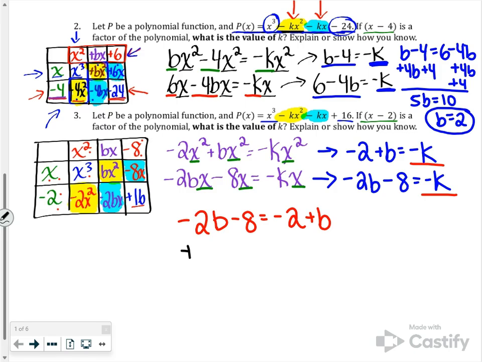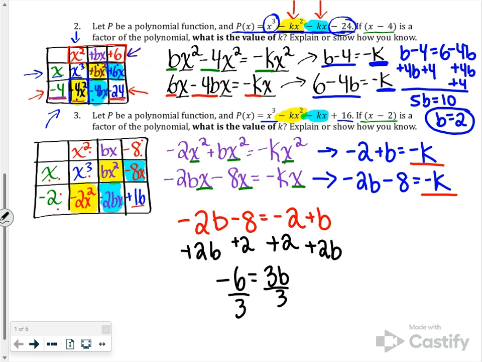We're going to add the two b's over, and we're going to add the 2 over. So I get -6 equals 3b. Divide both sides by 3, and b equals -2.